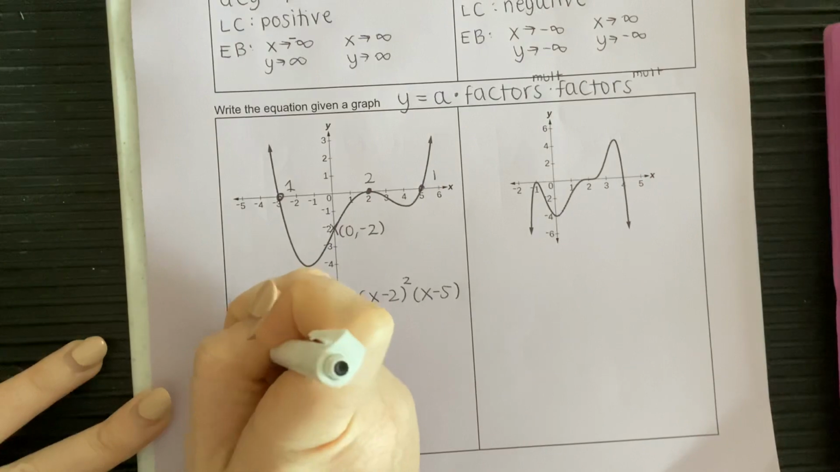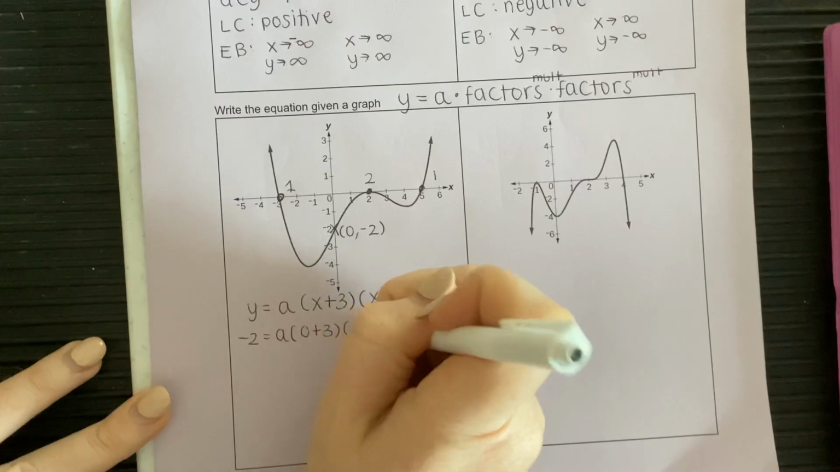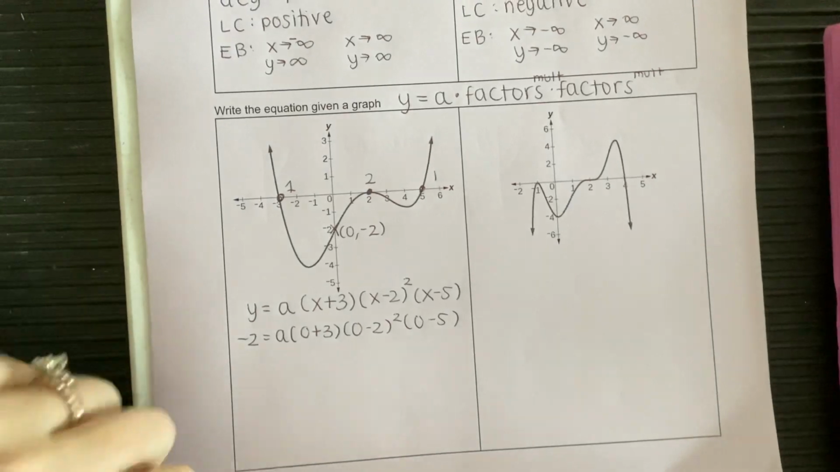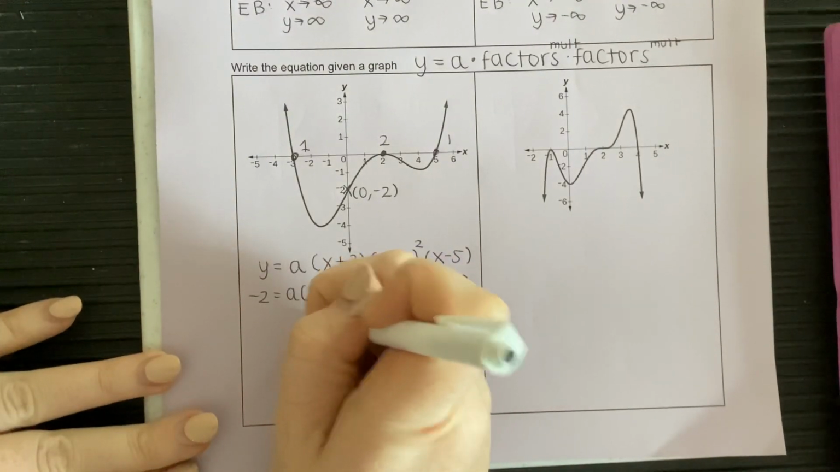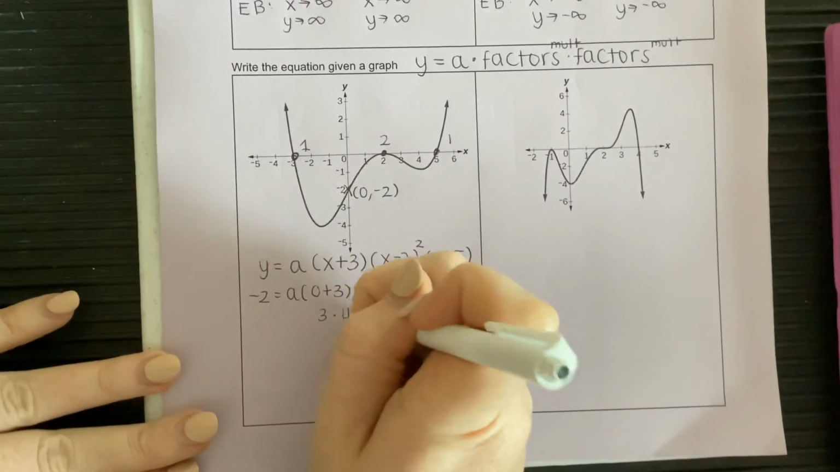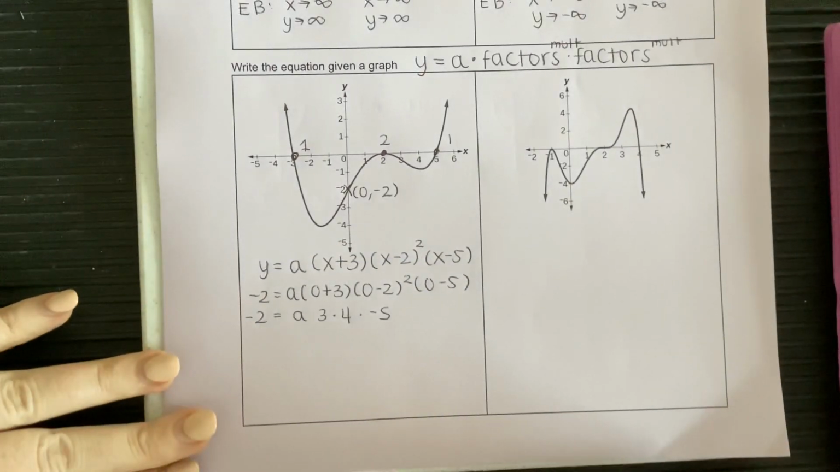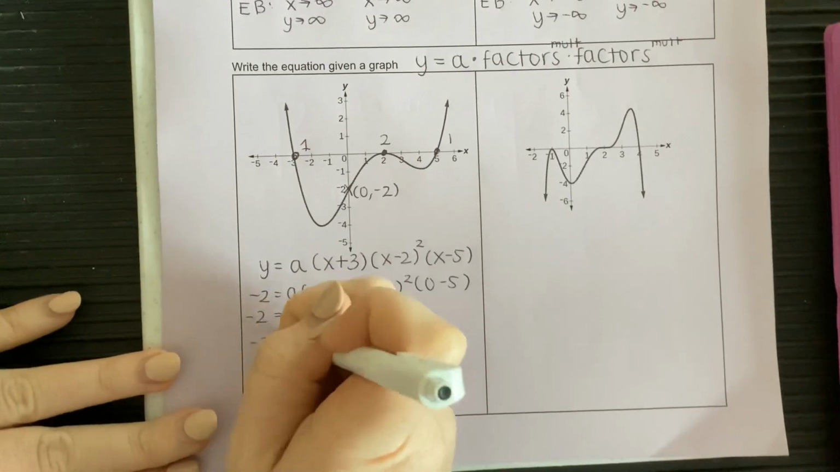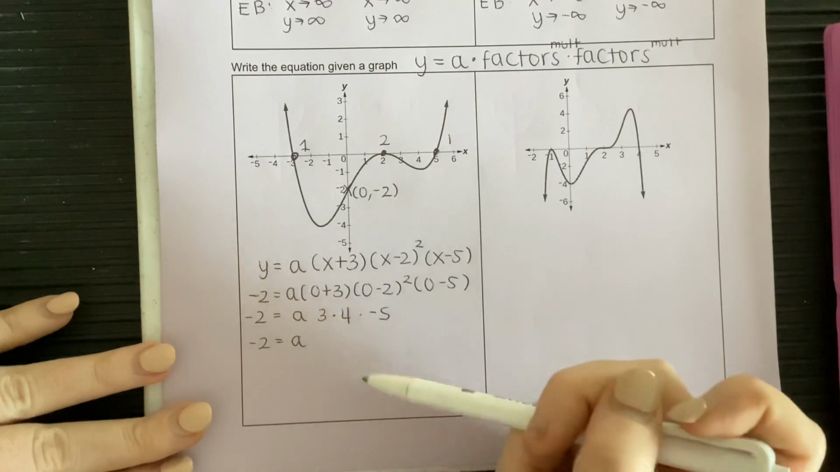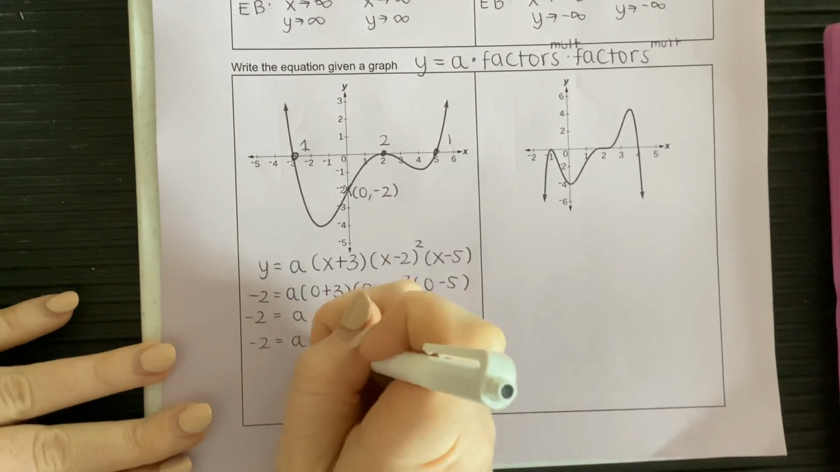So we're going to say that -2 is equal to a times 0 plus 3, 0 minus 2 squared, 0 minus 5. And then you're just breaking it down and solving for a. So 0 plus 3 is 3 times negative 2 squared is positive 4 times negative 5. So this is negative 2 is equal to a. Multiply all these things together. So if you multiply 3 times 4, that's 12, times negative 5 is going to give us negative 60.